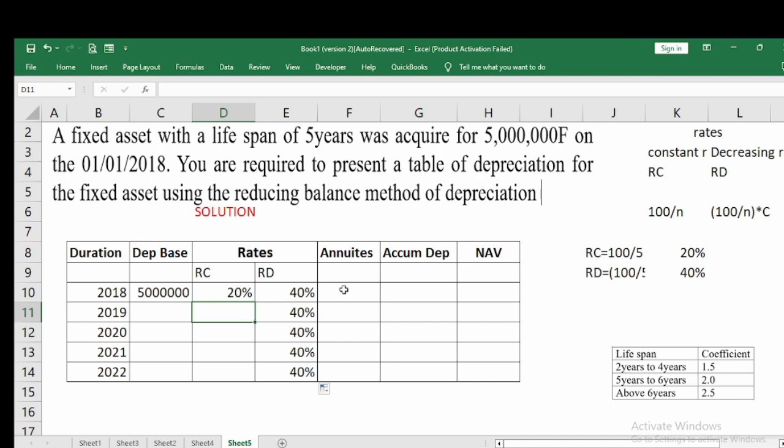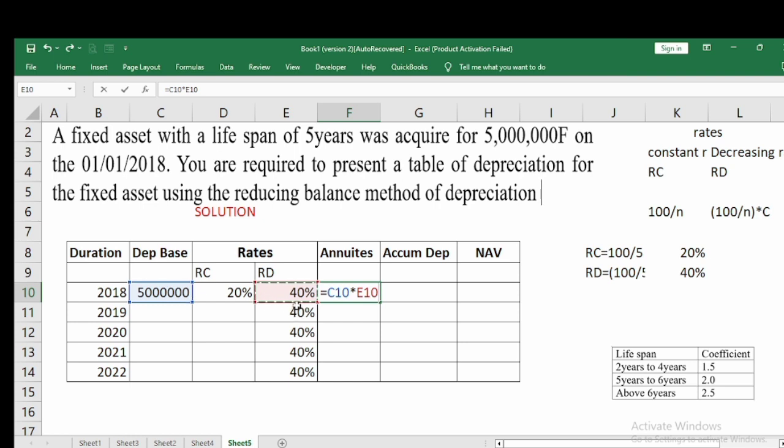Awesome. So let's continue. The annuity here, we are going to use the formula equal to our base times, please take note, times our rate, which is the highest.